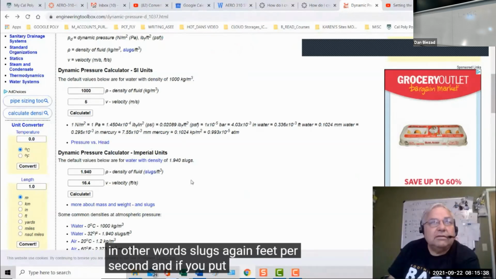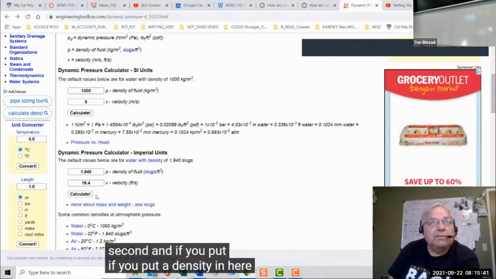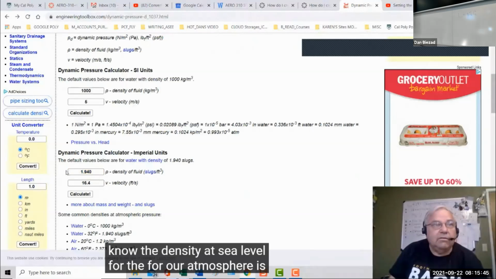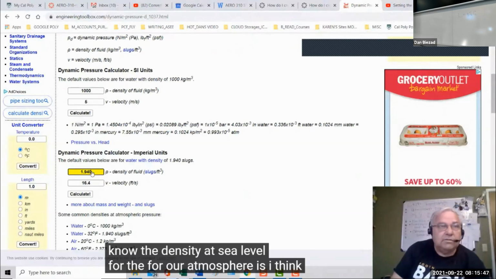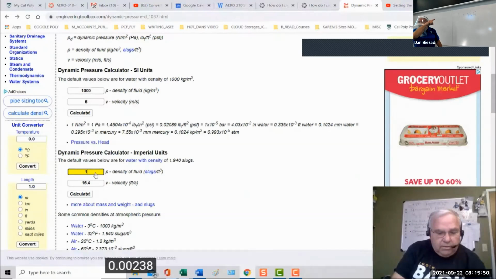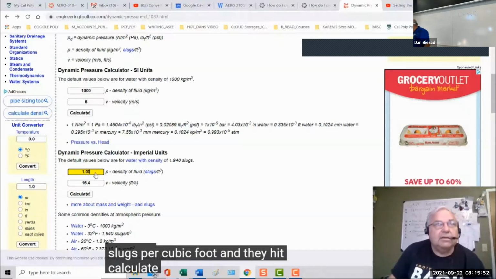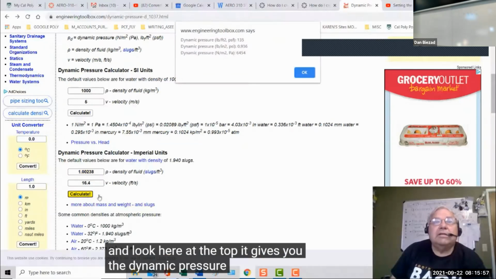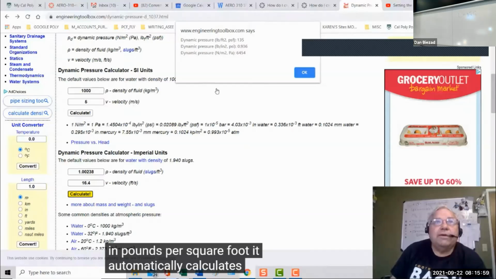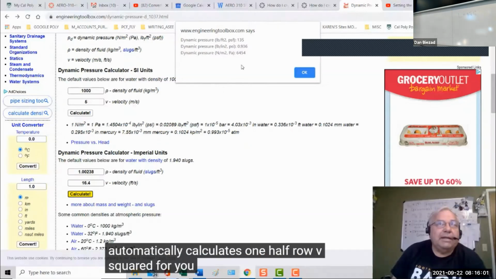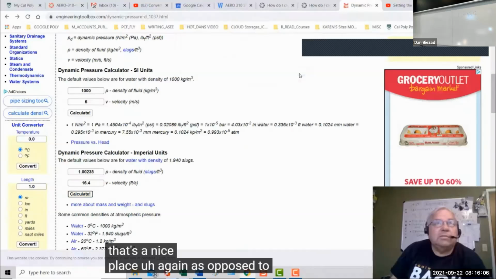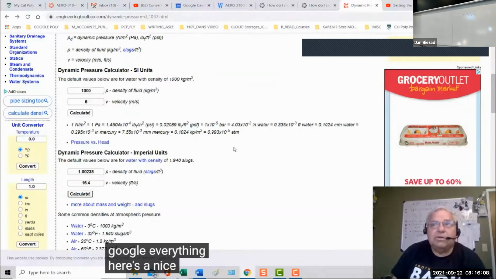And if you put a density in here, let's see, I know the density at sea level for our atmosphere is, I think, 0.0023 slugs per cubic foot. Yeah, I did that wrong. Let me put that in, and then hit calculate. And look here at the top, it gives you the dynamic pressure in pounds per square foot. It automatically calculates 1/2 rho v squared for you. So that's kind of cool. That's a nice place, again, as opposed to trying to Google everything. Here's a nice location where it's all concentrated for you.